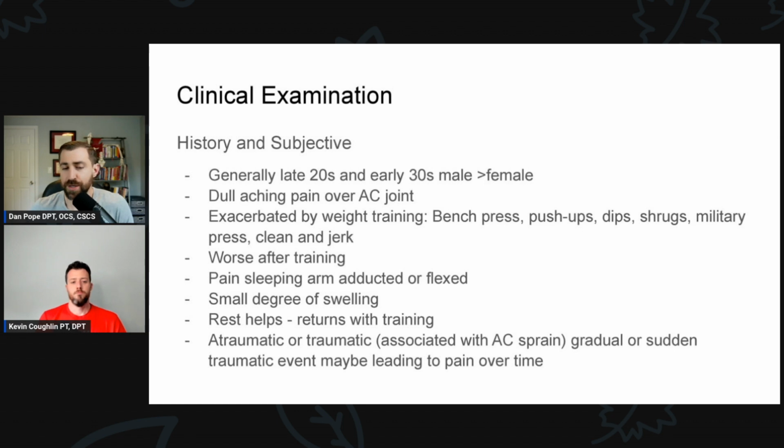However, these can also be associated with an AC joint sprain. If you fall and sprain your AC joint real bad, that may increase the likelihood of you starting to acquire this DCO, right? So make sure you're asking those questions of your patients. Hey, did you ever sprain the AC joint? Take a look at it. Is it bigger or elevated on one side, right? You can use that as information to try to rule in or rule out DCO.